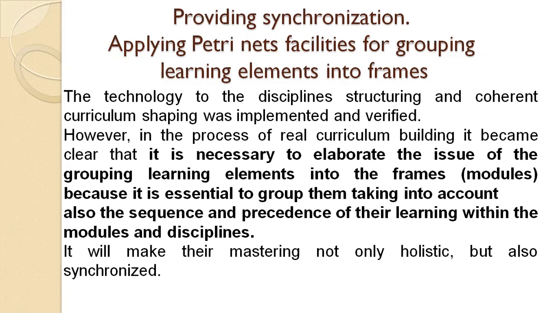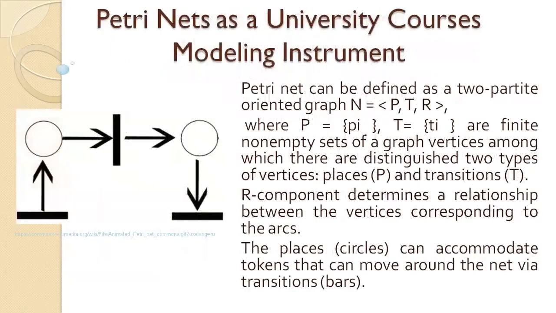In this context, it is relevant to use the simulation advantages of the Petri nets apparatus for process synchronization. So in brief, to cover the theory of Petri nets and their properties, I'd like to say the following: a Petri net can be defined as a bipartite type-oriented graph, which includes non-empty sets of vertexes, and among vertexes there are two types of them. There are places, which are circles, and transitions. Places usually represent states and conditions, and transitions usually represent events.